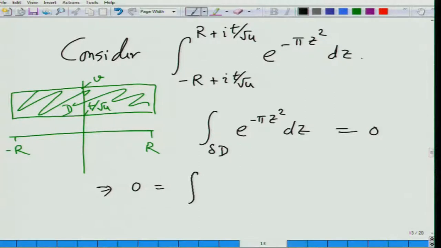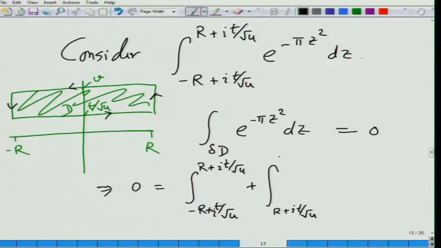Okay. So this implies that 0 equals, now if you see that you are traversing it counterclockwise, from minus r plus i t by square root u to r plus i t by square root u, plus the integral from r plus i t by square root u to r plus i v.